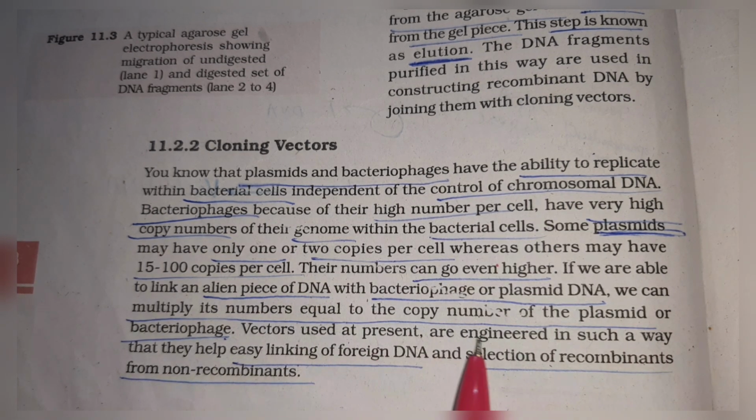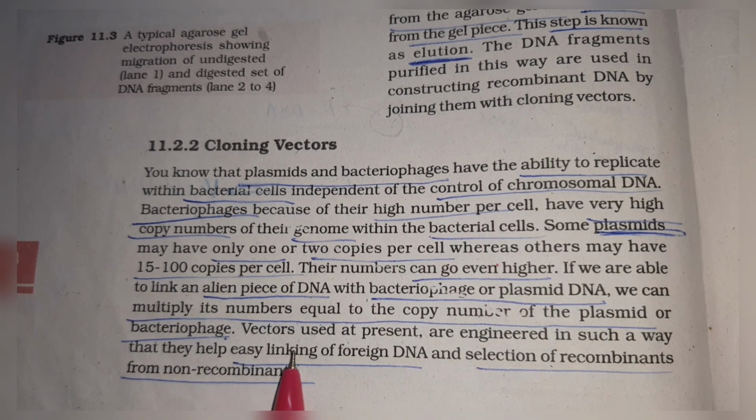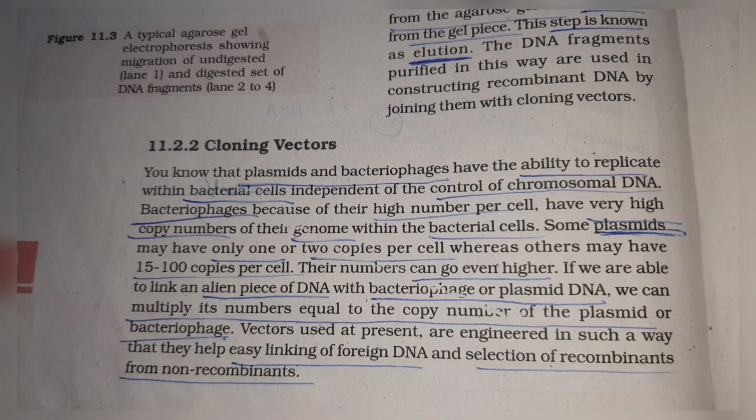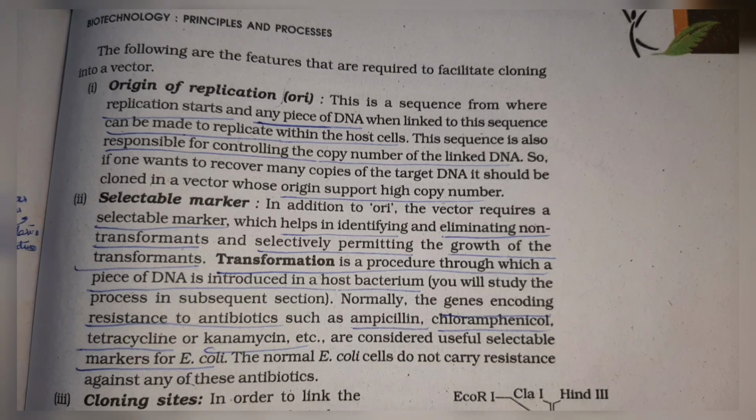So vectors used at present are engineered in such a way that they help easy linkage of foreign DNA and selection of recombinants from non-recombinants. So what is copy number? Copy number is the number of copies they are producing. If the plasmid or the bacteriophage has a very high copy number, we select that as a vector, because if we have many copies, we have more capacity of them getting into the bacterial host cell, and getting replicated into the progeny. These are the features that are required to facilitate cloning into a vector.